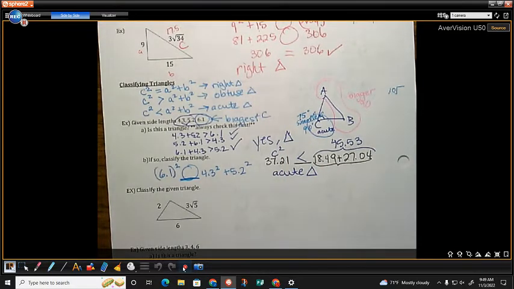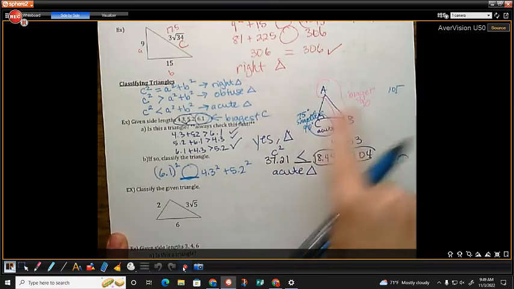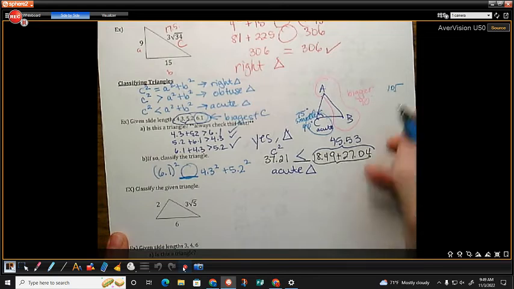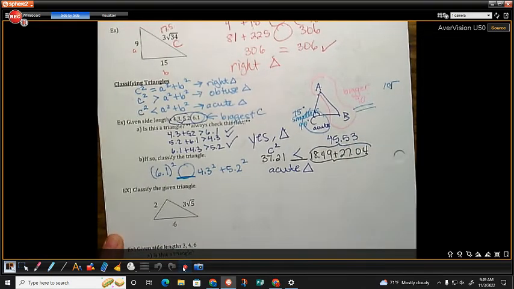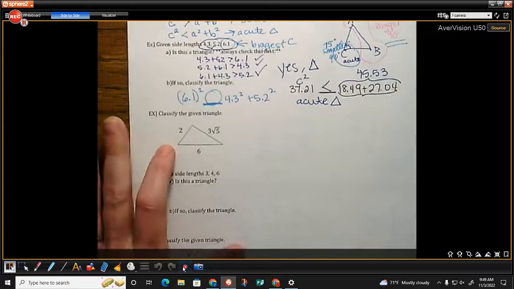Okay? I'm just telling you that because there's problems like that in your homework where you have to think that way. If I know this one angle is acute, how big do the others have to be? You don't know how big they are individually, but you know that together they better be bigger than 90.